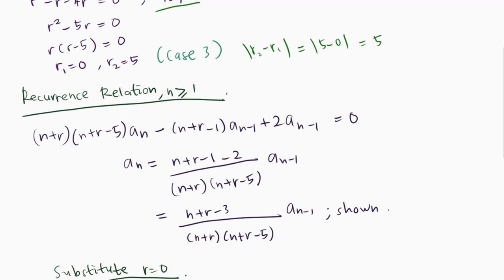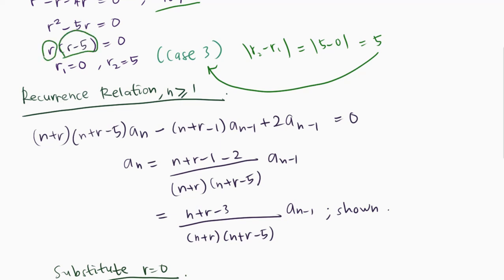A positive integer means case 3. But here, we don't know yet if it is either 3a or 3b. Proceed to the next step: you need to find the recurrence relation. The recurrence relation will start when n is greater than or equal to 1. Refer to your last equation for the summation. So from here, we have the clue: (r - 5), the factor, right?